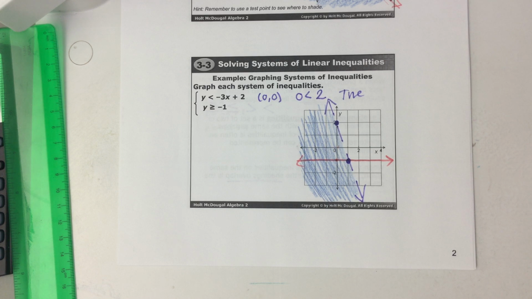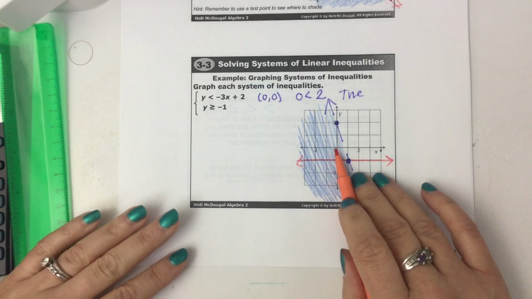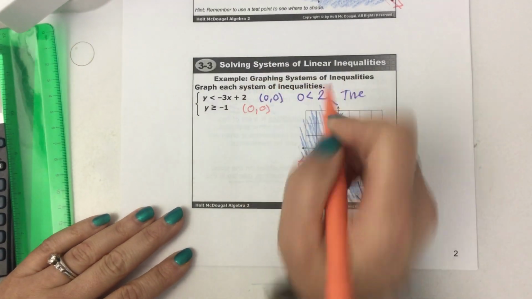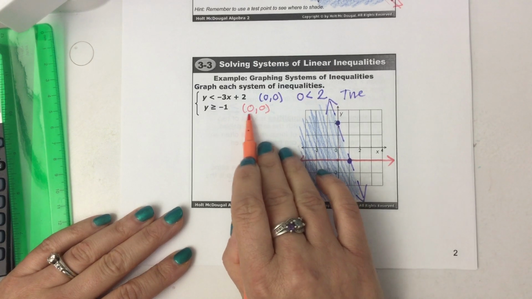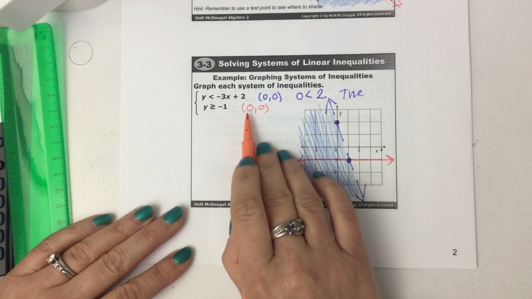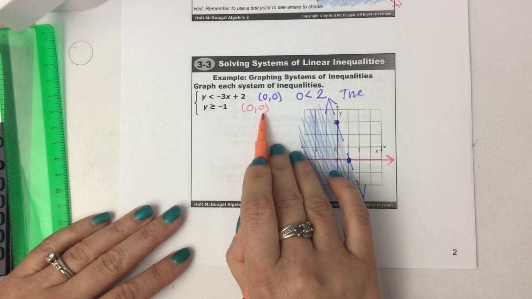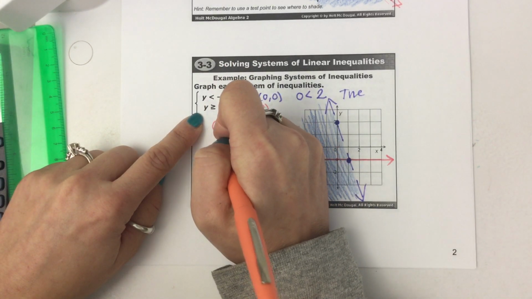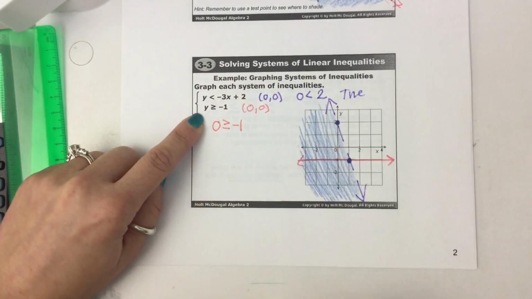I still do a test point. Even though my inequality only has one variable, you still have to pick a point. 0, 0 is not on the line. What this means is any x's and y's, I can change them to 0. I don't have any x's, so I just don't have to worry about it. But y still becomes a 0. Is 0 greater than or equal to -1?